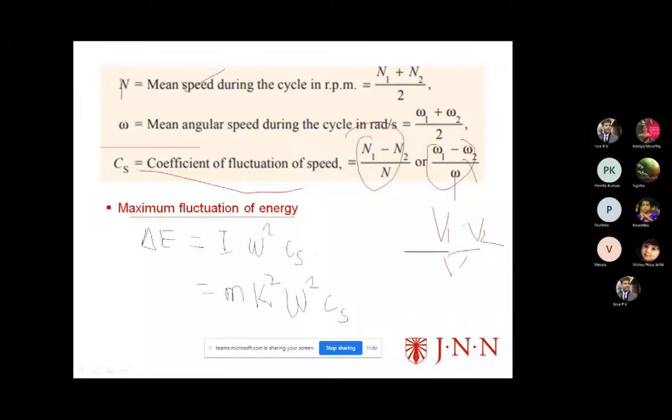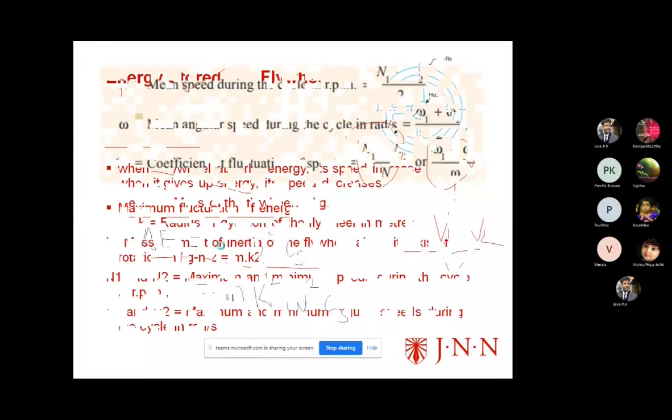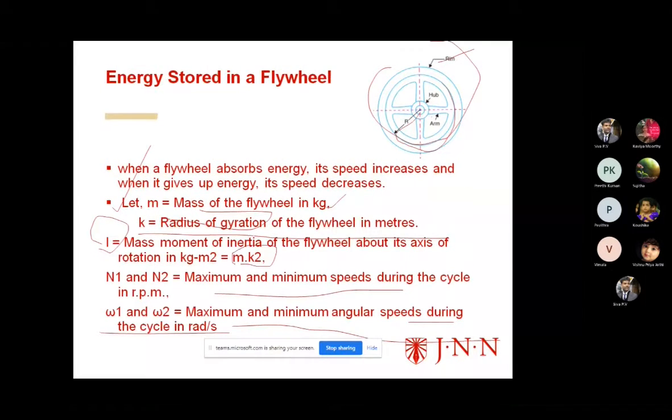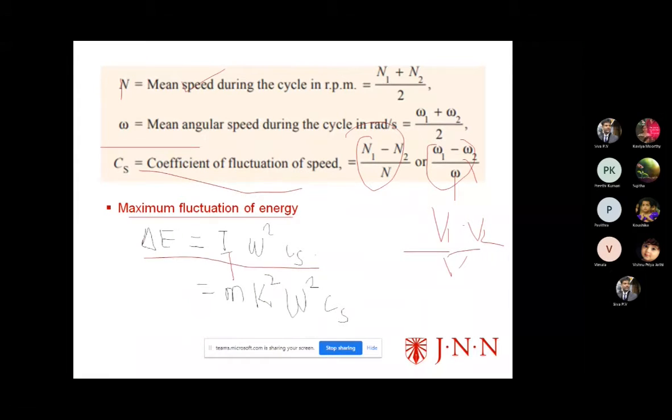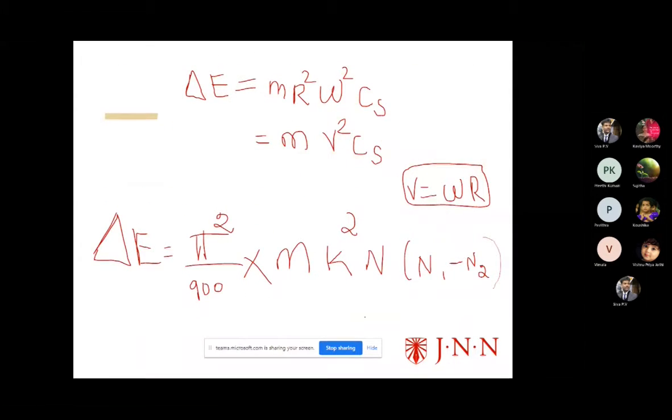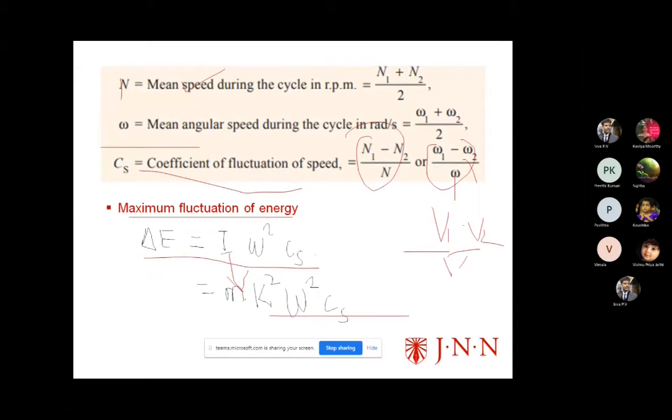Now, the maximum fluctuation of energy, delta E, equals I omega square Cs. This is the formula. We already discussed moment of inertia: I equals mk square, where I is the mass moment of inertia, k is the radius of gyration and m is the mass of the flywheel. Now substituting I equal to m k square into the formula, delta E equals m k square omega square Cs.